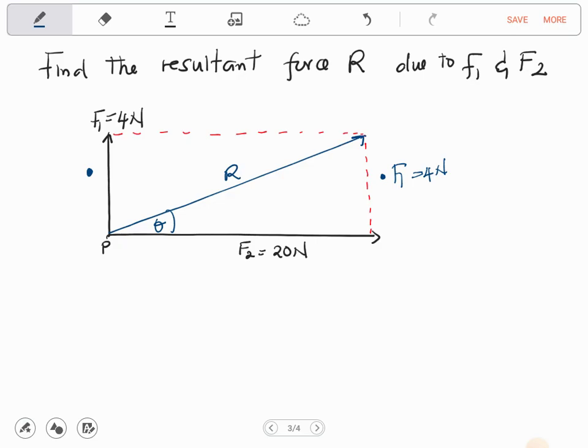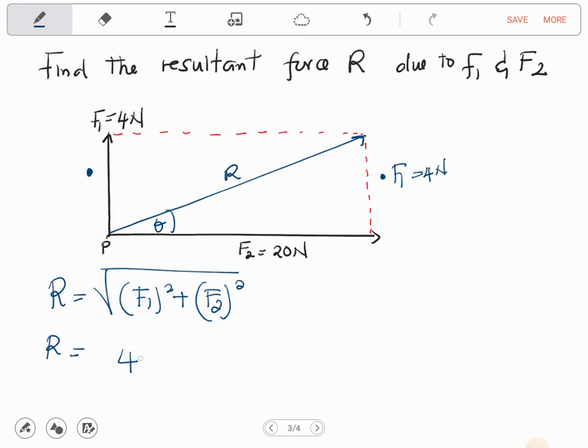Now, you know the Pythagoras theorem, right? So we're going to use the Pythagorean theorem. This R in this case is our hypotenuse. This side here, because this is where the angle is facing, that one will be our opposite. Then the 20 Newton will be our adjacent. So we're going to say R is equal to the square root of force 1 squared plus force 2 squared. So our R will be equal to what? The square root of 4 squared plus 20 squared, which gives us the square root of 416. Get a calculator. For me, I'm getting 20.4 Newtons.